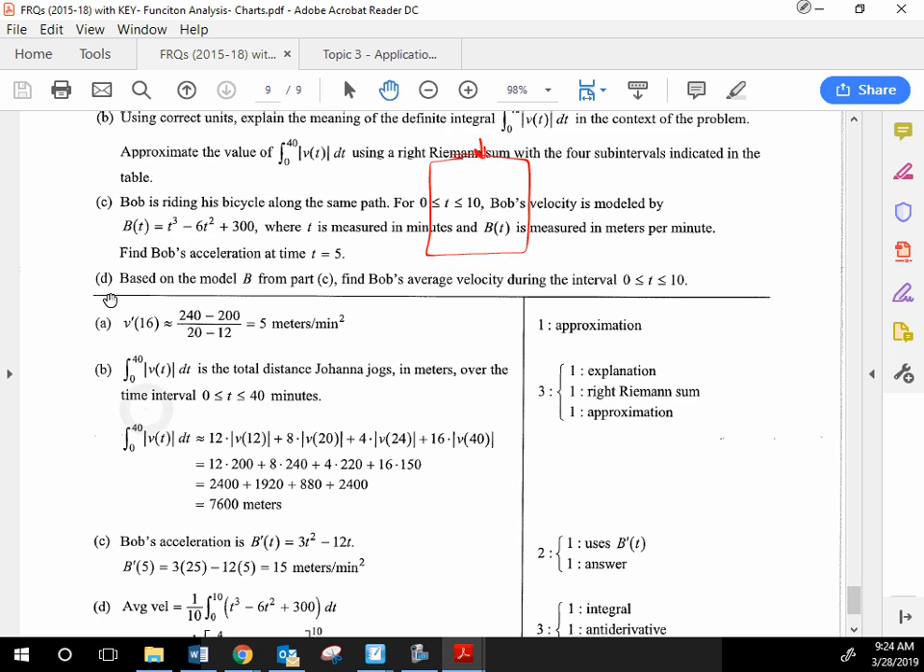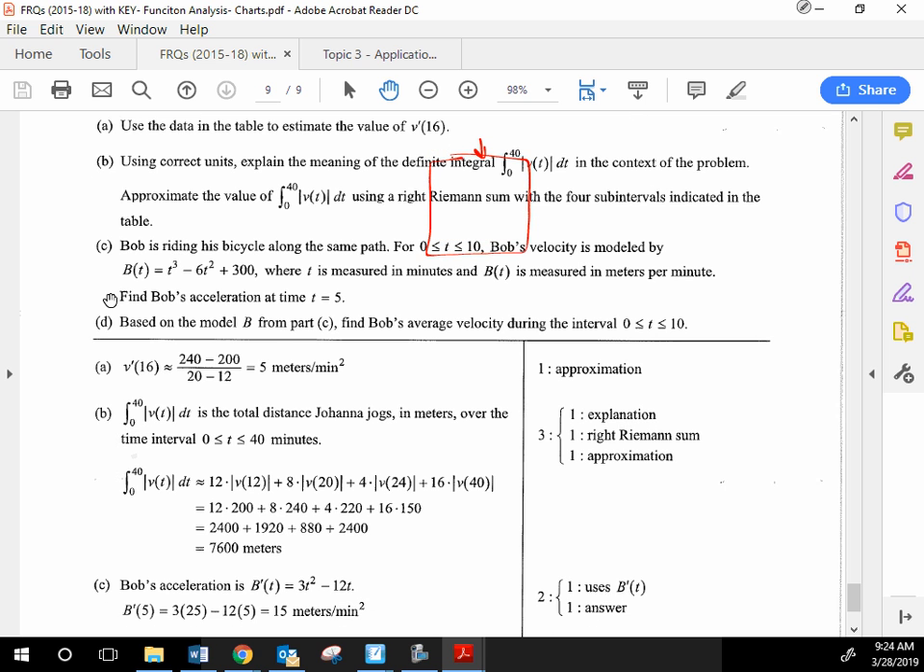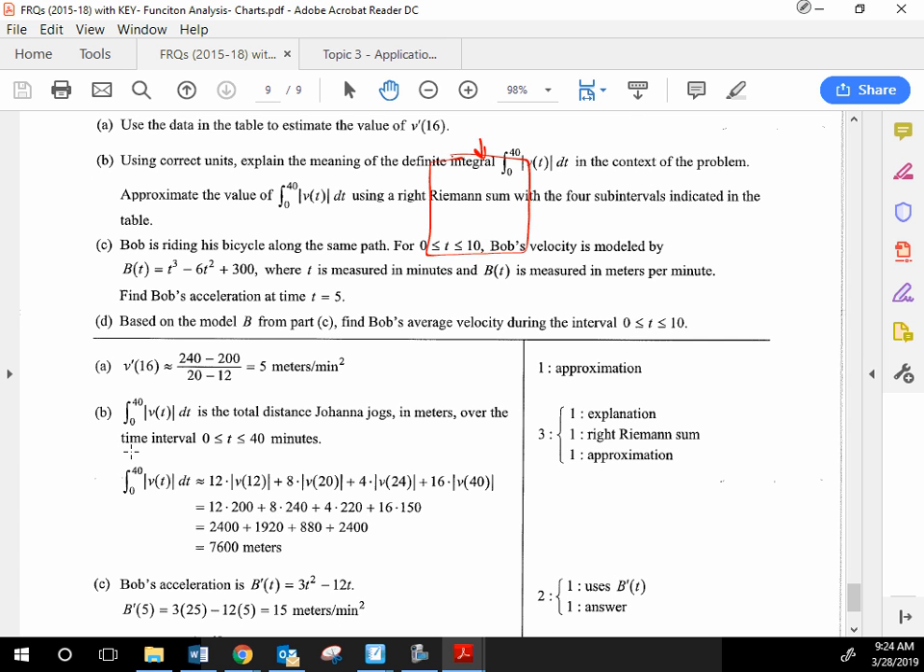Did they say something about units? No, no units necessary here. So 5 is your answer for A. Again, whenever it's that approximation, they're looking for the algebra 1 slope. Just go as close around the value as you can.